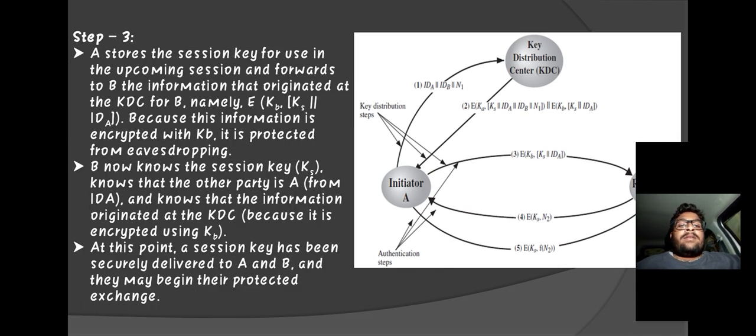Step 3. A stores the session key for use in the upcoming sessions and forwards to B the information that originated at the key distribution center for B, namely E_KB[KS || IDA]. Because this information is encrypted with KB, it is protected from eavesdropping. B now knows the session key KS, knows that the other party is A from IDA, and knows that the information originated at the key distribution center because it is encrypted using KB. At this point, a session key has been securely delivered to A and B, and they may begin their protected exchange.